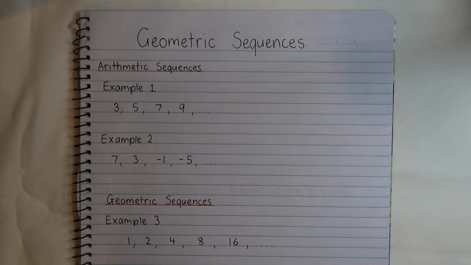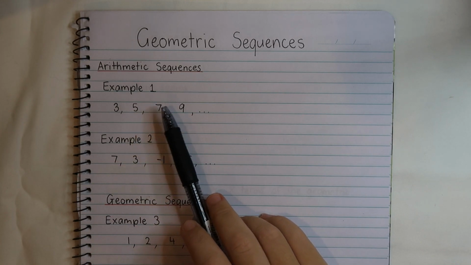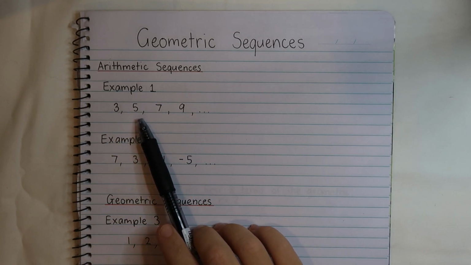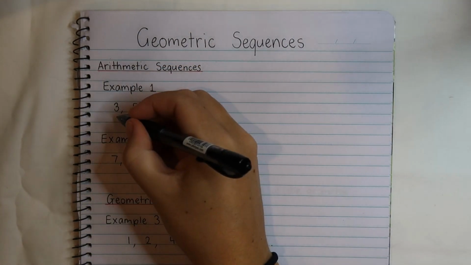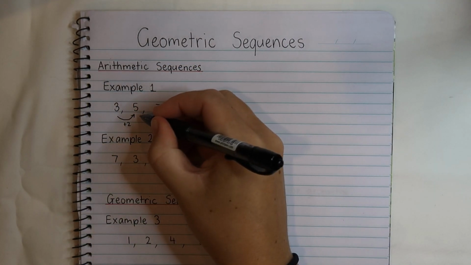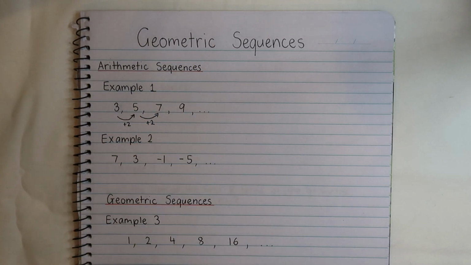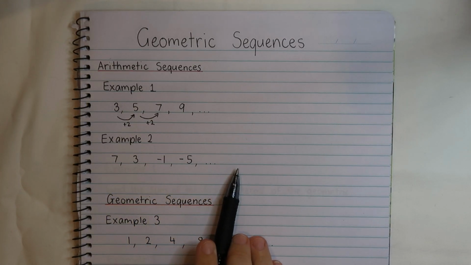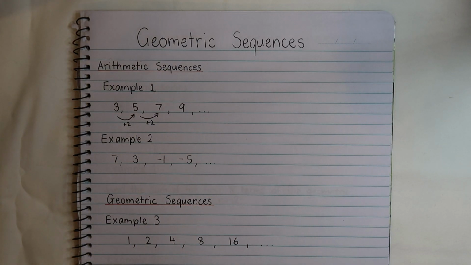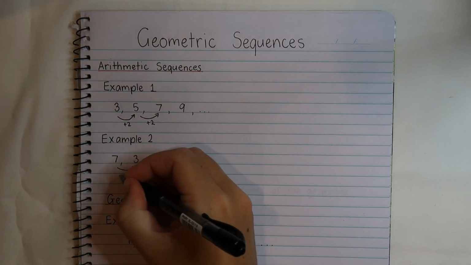An arithmetic sequence goes from one term to the next by always adding or subtracting the same value. So for instance, if you have a look at example 1, we have 3, 5, 7, 9, and so on. We can tell this is arithmetic because each step adds 2. So let's have a look at example 2. We have 7, 3, -1, -5, and so on. This is also arithmetic because each step subtracts 4.